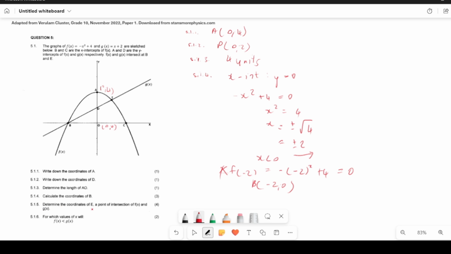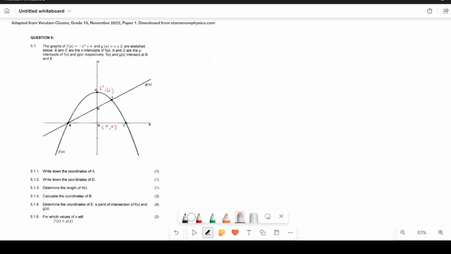Okay, determine the coordinates of E, a point of intersection of f of x and g of x. So whenever we're dealing with a point of intersection, we know it's a point at which the x value and the y values of both the graphs are equal. So what I can say is that y is equal to minus x squared plus 4 and y is equal to x plus 2. I can equate these both functions. So minus x squared plus 4 must equal x plus 2 because we're given that it's the point of intersection, right?